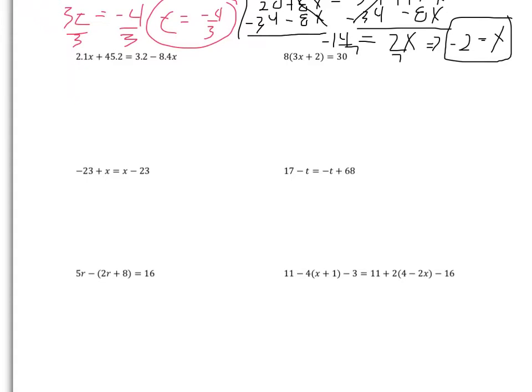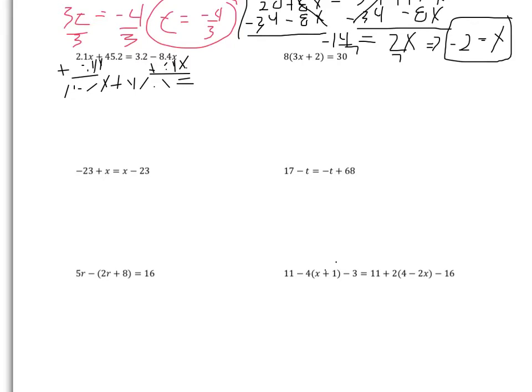We have both variable terms and numbers on both sides, so I'm just going to get all the variables on the left side. So if I have negative 8.4x, adding 8.4x, we can do that. So 2.1 plus 8.4 is 10.5x. We have plus 45.2 equals.